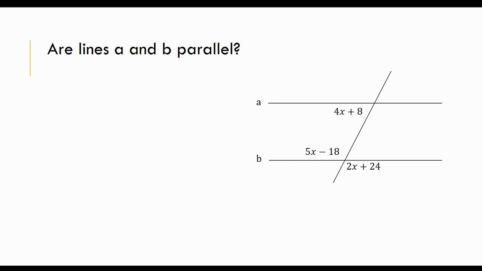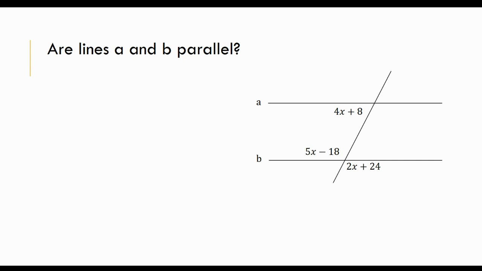All right, let's take a look at an algebra problem. Notice that in this diagram, I have lines A and B, but I don't have them marked as parallel. The question is asking, are these parallel? So we have to figure out what X is, so then we can start figuring out measures of angles and seeing if we have a relationship of either congruent angles or supplementary angles that will allow us to conclude parallel lines.